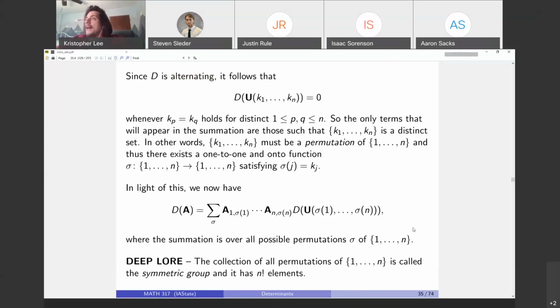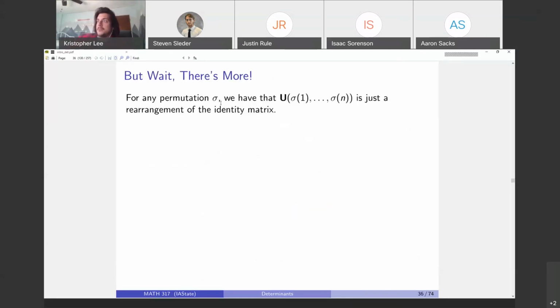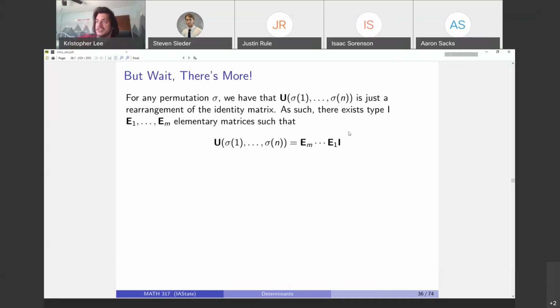All right, so now what do we want to do? Well, I just have a scrambling of the identity matrix. A determinant sends the identity matrix to 1, and a scrambling of the identity matrix is just a bunch of type 1 row operations. Since any permutation just gives me a rearrangement of the identity matrix, it's equal to a bunch of type 1 elementary matrices. You've taken the rows and scrambled them, so just apply a bunch of type 1s until you get that matrix. Any scrambling is basically just a scrambling pairwise.